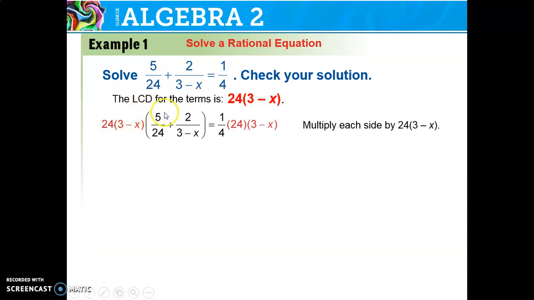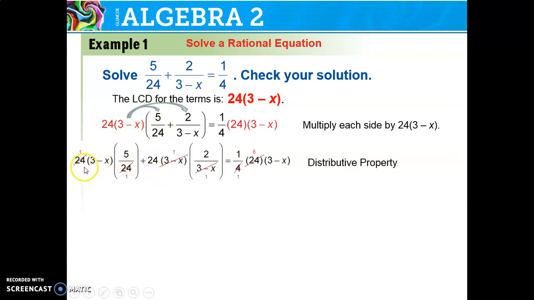When you do 24 minus 3x times 5/24, the 24s are going to cancel. Then you do 24 minus 3x times 2/(3 minus x). The 3 minus x's will cancel, and then over on this side, the 1/4 times 24 is going to reduce to 6. So when we simplify this, we have 15 minus 5x, distributing the 5 here, plus 48, 24 times 2, equals 18 minus 6x, distributing on the other side the 6 to the 3 minus x.